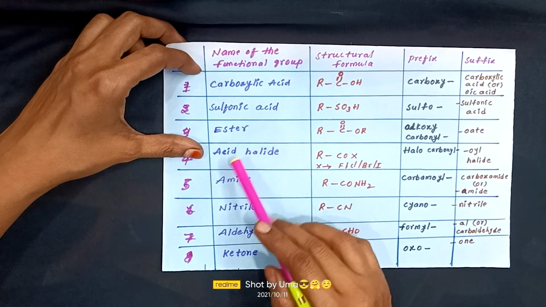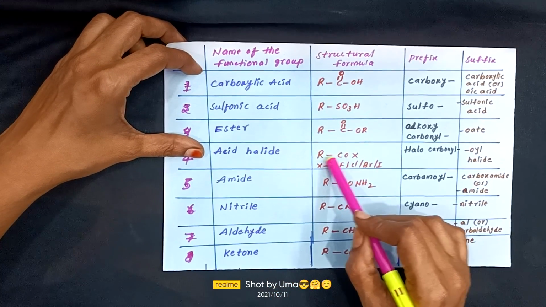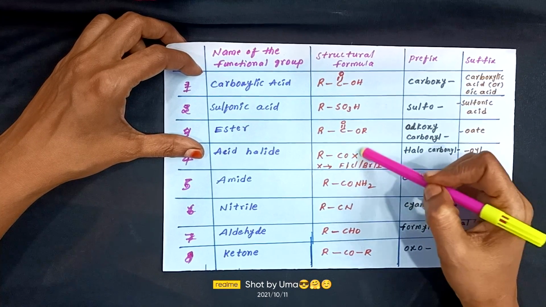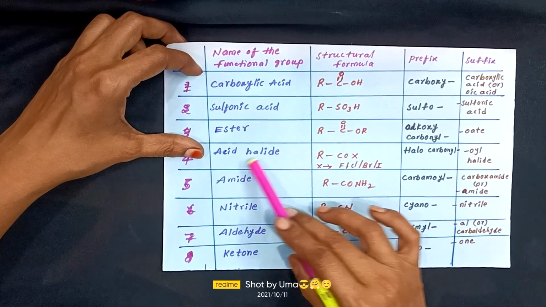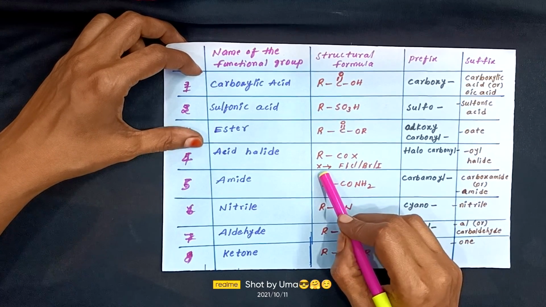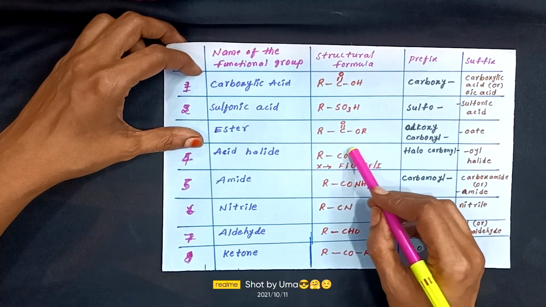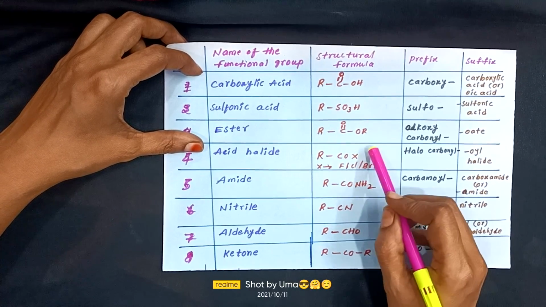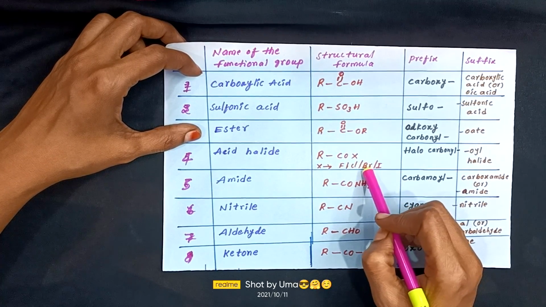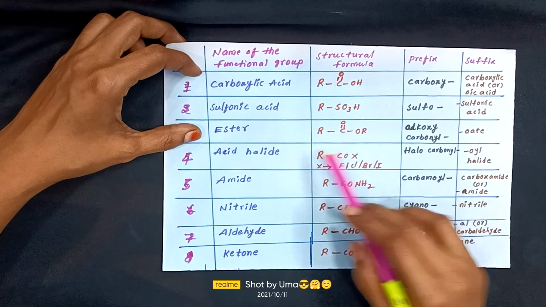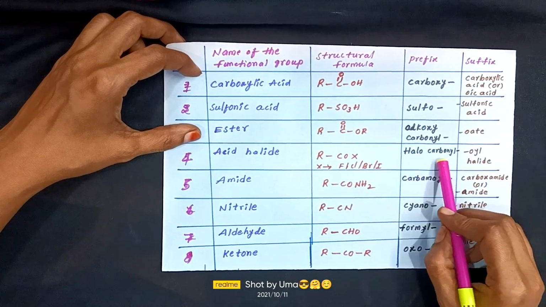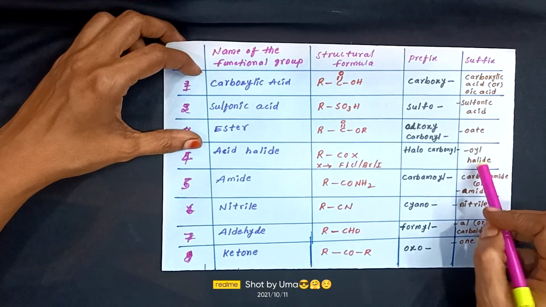Now we are going to discuss acid halide. It is also a derivative of acid. Instead of the OH group, we can replace it with a halide group. So then we will get acid halide. That means the RCOX group is said to be acid halide. Here X represents the halogen group, seventh group element, either fluorine, chlorine, bromine or iodine. What is the prefix of acid halide, children? Halocarbonyl. Oyl halide is the suffix.